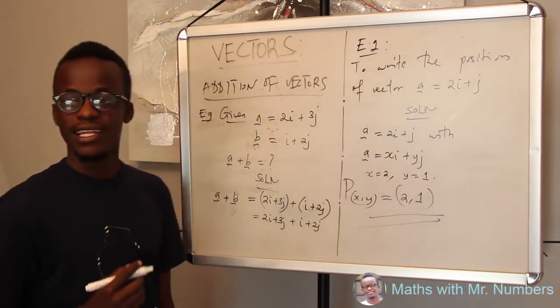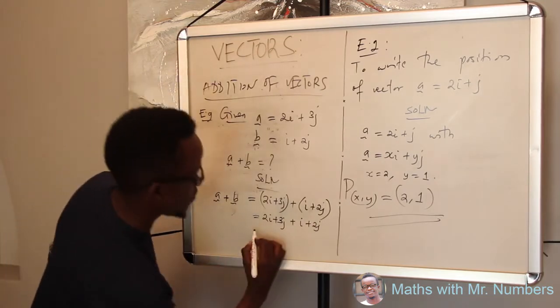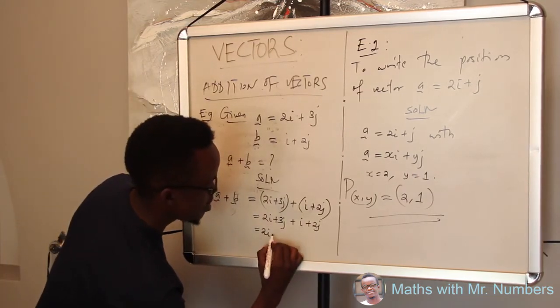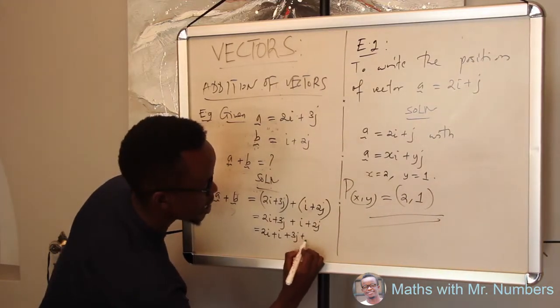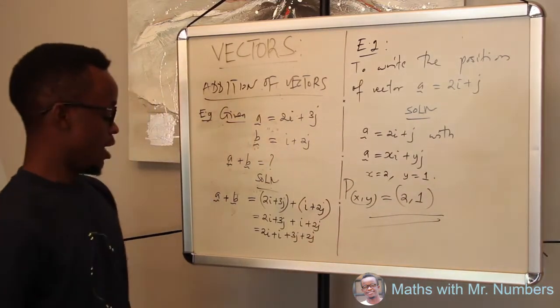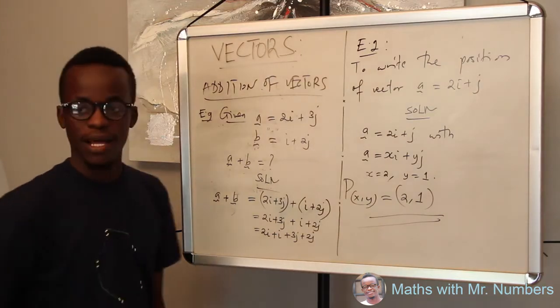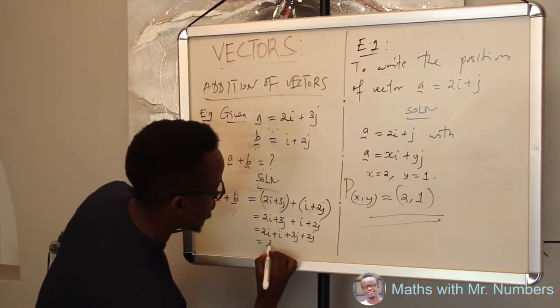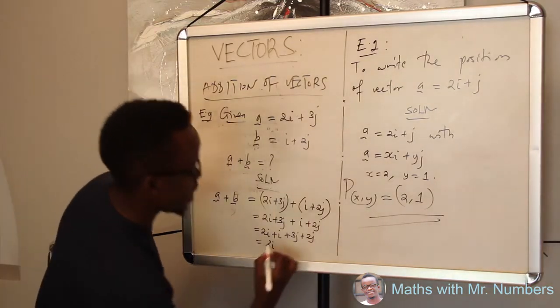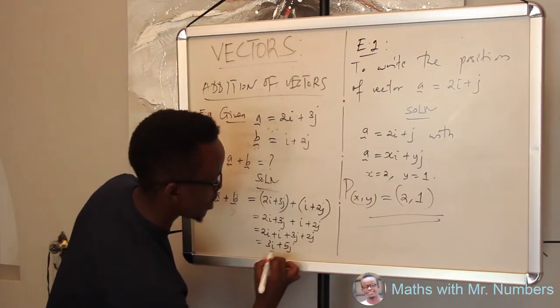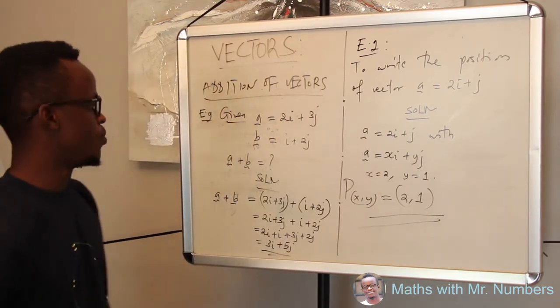After that, we have to collect the like terms. Therefore, we collect 2i plus i, and again 3j plus 2j. Therefore, 2i plus i gives you 3i, and 3j plus 2j gives you 5j. This is how to do vector addition.